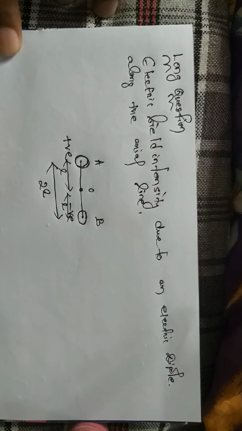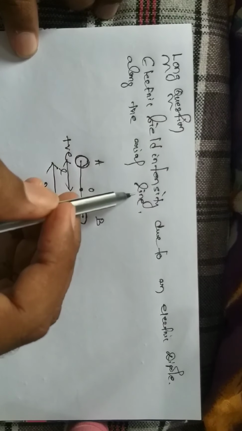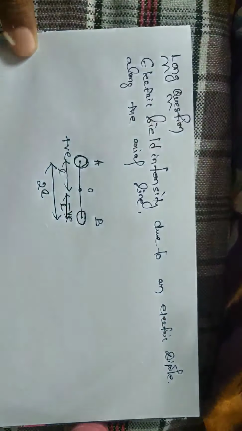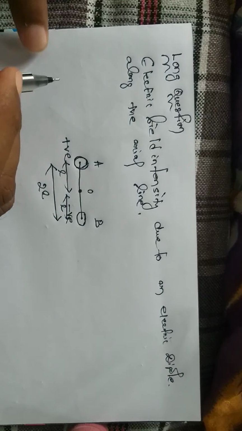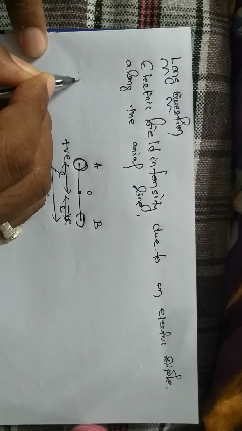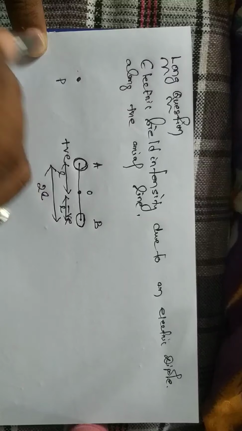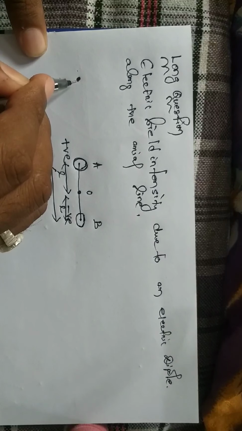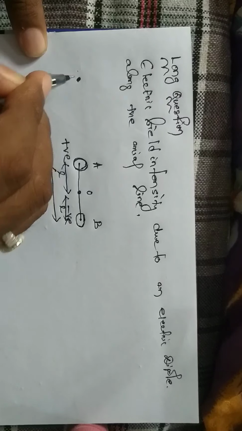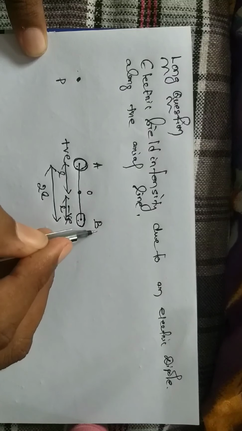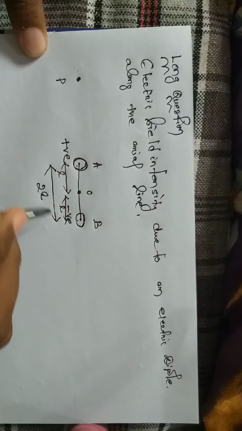According to the question, we need the electric field intensity due to an electric dipole along the axial line. So this is the axial line and this is the equatorial line. Now we have to calculate the electric field intensity along the axial line. So this is the point P. At that point P, we have to calculate the electric field intensity due to the plus Q charge and also due to the minus Q charge. That system of charges represents a dipole.